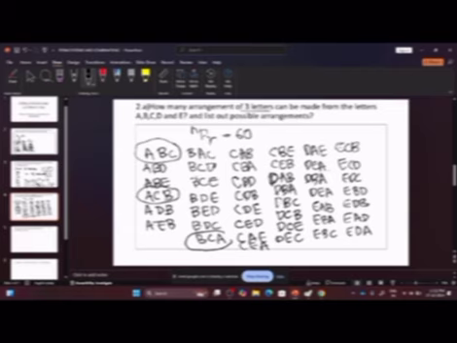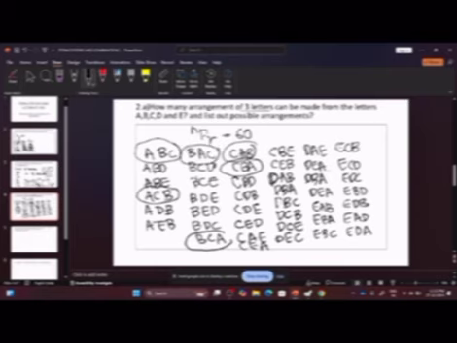Now we have CAB, and then CBA. Okay, 1, 2, 3. Now you can also make one more, right? Where is that? BAC.